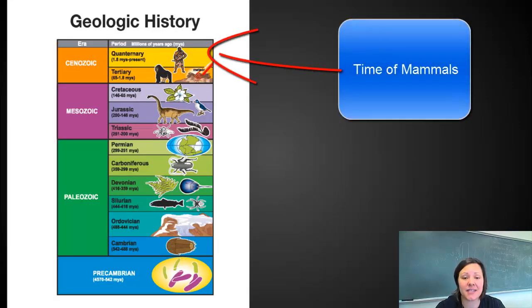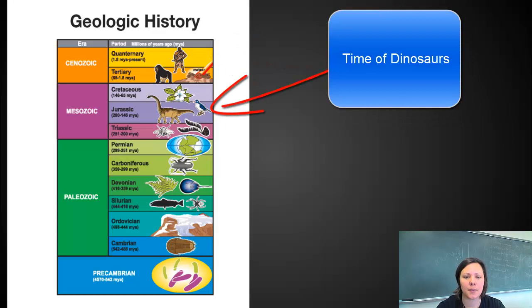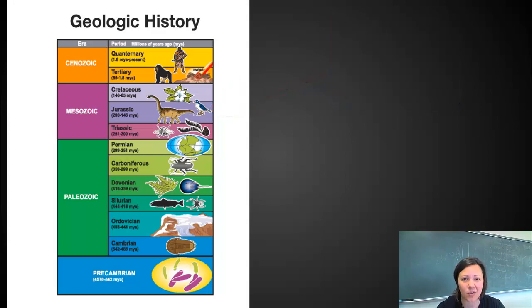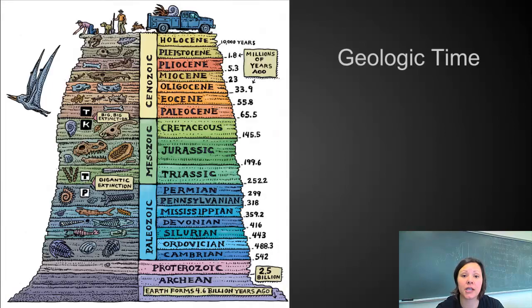You most likely have seen a picture like this before, where it breaks down Earth's story into these periods. You may have heard of the Cretaceous period before or the Jurassic period, but the question is, how do they figure that out? How do they know what happened? It all comes down to looking at the rocks.